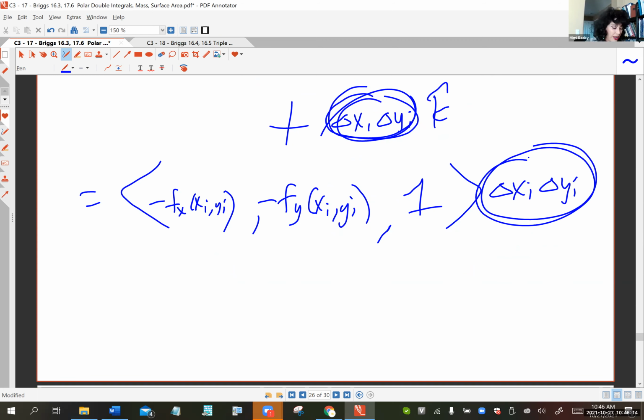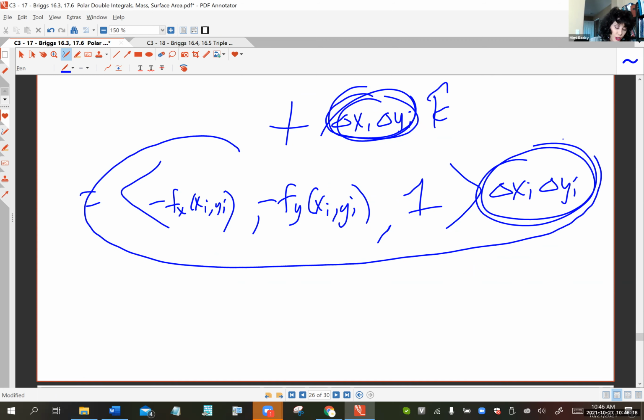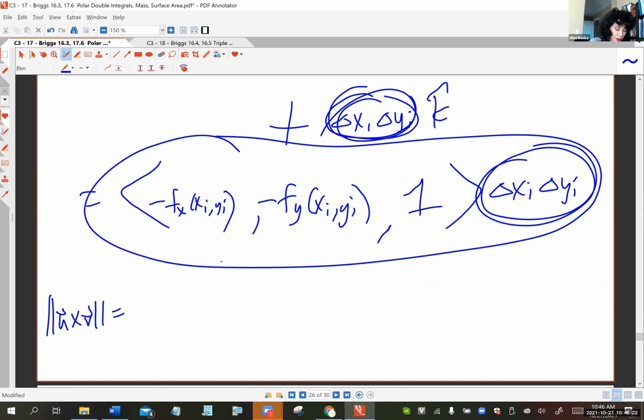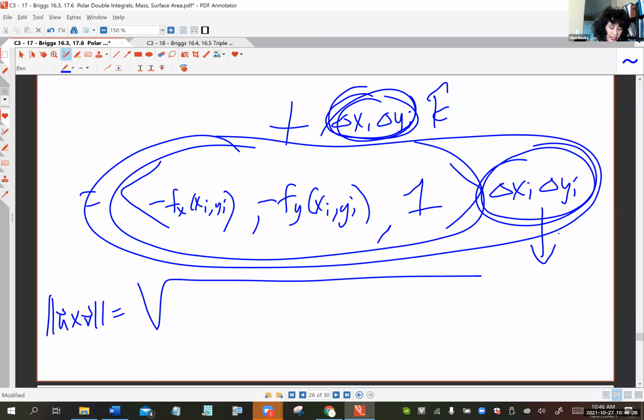And this is just some scalar out here. This is your area. So now this is your cross product. I want to take the magnitude of this cross product. So the magnitude is going to be the square root of the sum of the squares of the components. And you could have left the delta x sub i, delta y sub i in there, but then after you're factoring out again, it's just going to be a scalar.